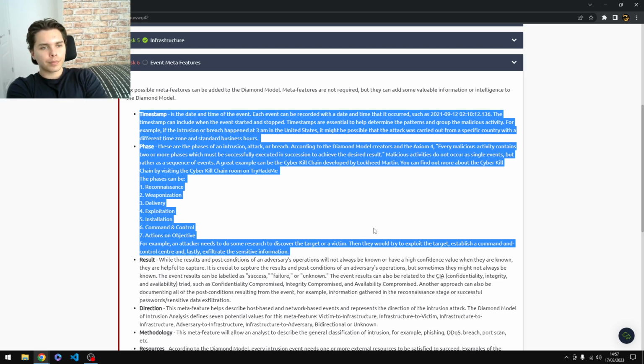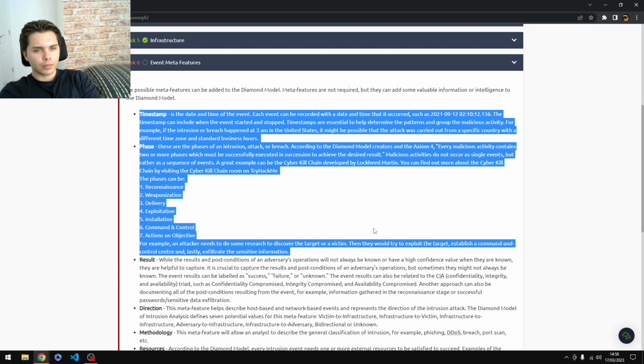Timestamp is the date and time of the event. Each event can be recorded with a date and time that it occurred, such as the 12th of September, 2021, 02:10:12.136. The timestamp can include when the event started and stopped. Timestamps are essential to help determine the patterns and group the malicious activity.